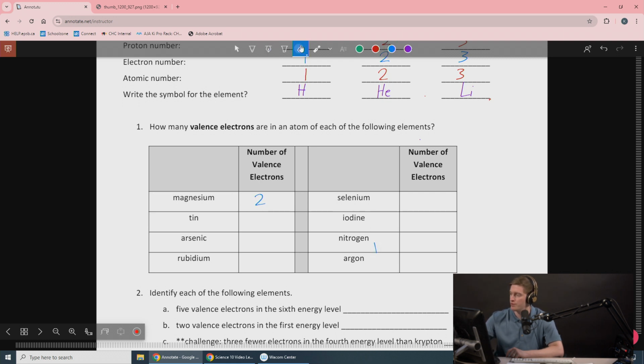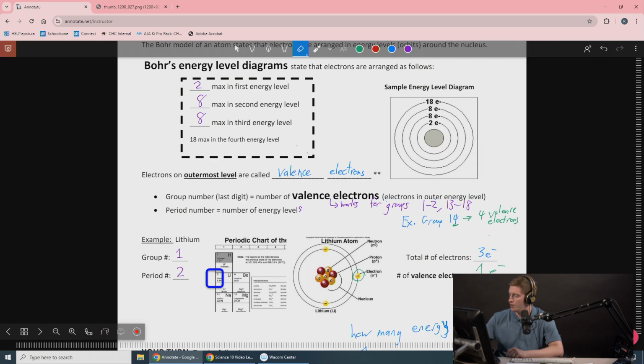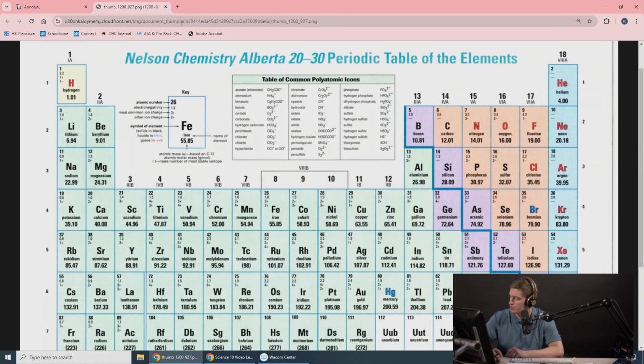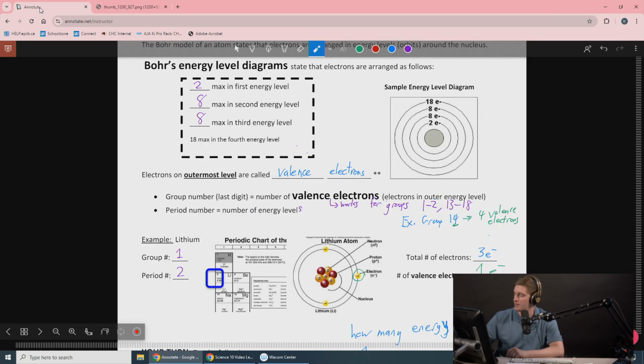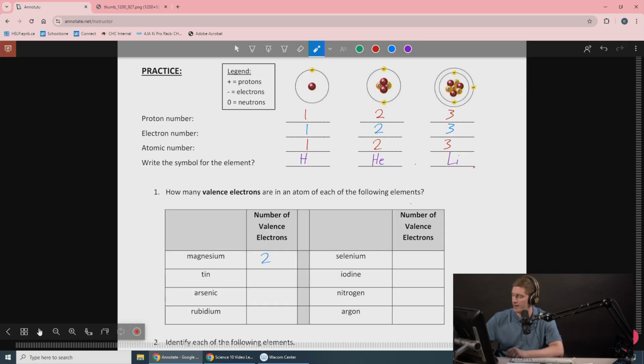And this trick with the valence electrons, I think I wrote it on the last page. This works for groups 1 to 2 and 13 to 18. It doesn't work very well for transition metals, but this trick will work as we jump over to tin. Tin is in group 14, so we're going to look at the last number of the group number, which is 4. And so that means that tin will have 4 valence electrons.